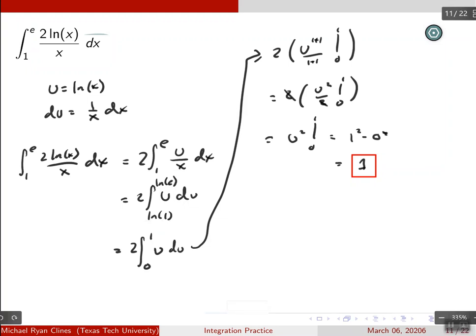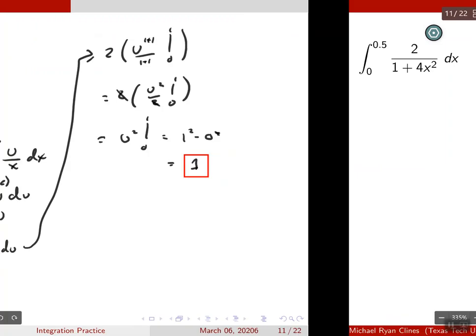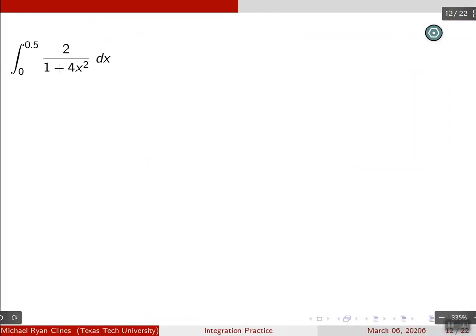All right. Now, you guessed it. Let's try another example here, shall we? All right. So this situation. The integral from 0 to 0.5 of 2 divided by 1 plus 4x squared dx.